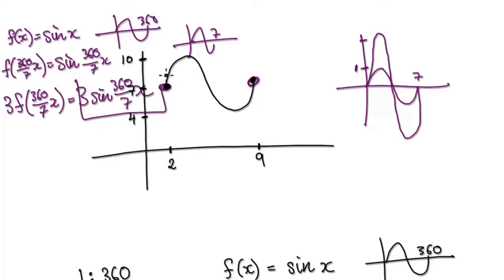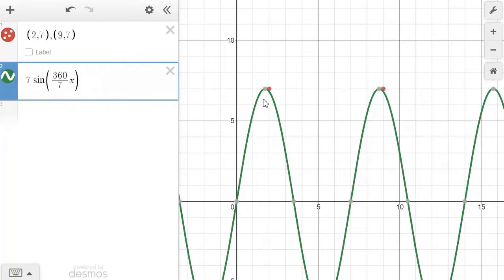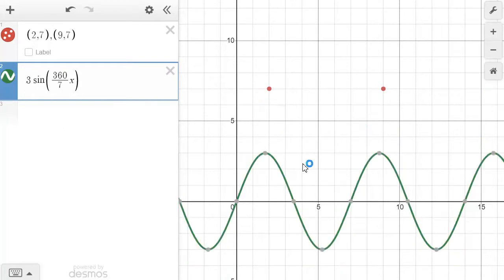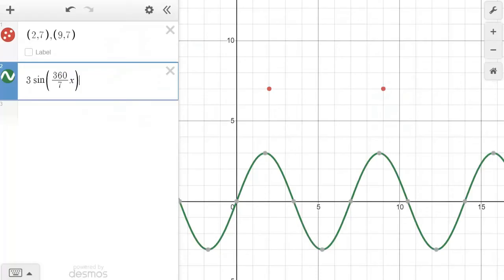So if we modify our equation in Desmos, it should change the amplitude. Stick a 7 in there, and it will have a period of 7. Hang on, not 7, 3. We want an amplitude of 3. So now it has an amplitude of 3: 1, 2, 3.